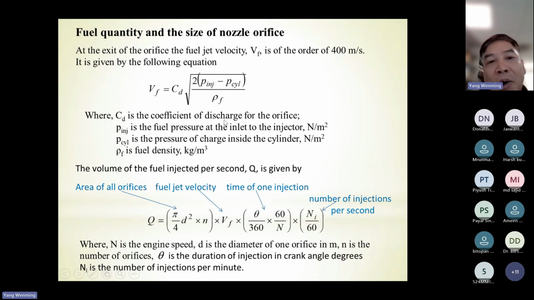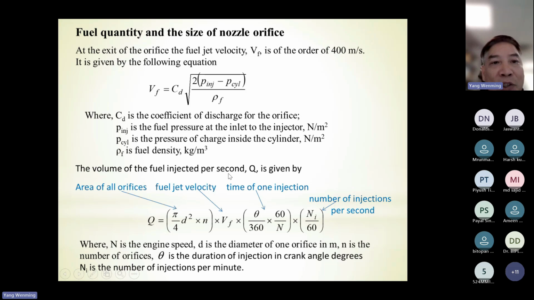C_D is the coefficient of discharge. It's a flow coefficient, because we know the inner surface of the injection hole is not smooth. It is rough. So the actual flow velocity will be lower than ideal conditions, because we will have friction losses. As a result, the actual flow rate will be lower than the ideal conditions. That's why we have to multiply by C_D. C_D is a flow coefficient.